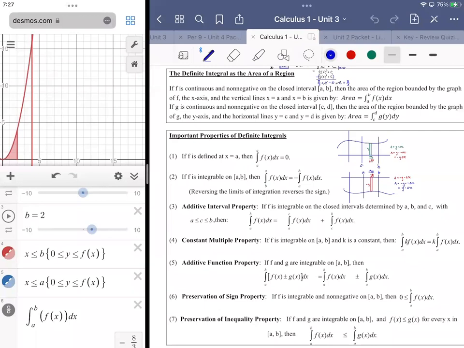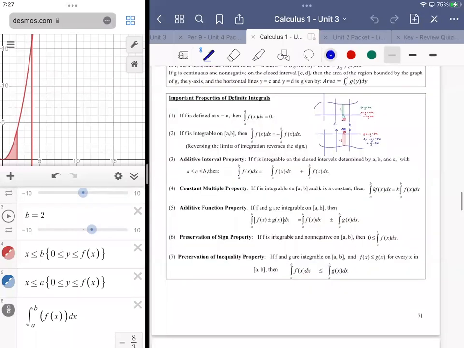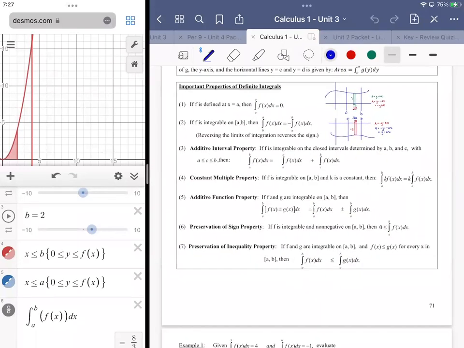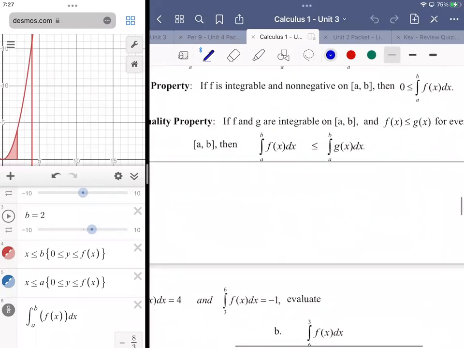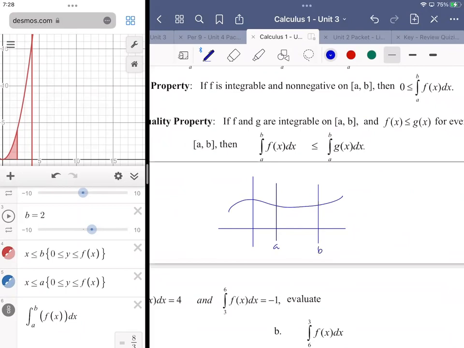Constant multiple, we've kind of beaten that to death. Additive function property, we took care of that on the previous page. Preservation of sign, that was addressed over here. And preservation of inequality, that's an interesting one, but I can just rough that out for you real quick. If I give you a function over an interval of A to B, it's going to contain some area.